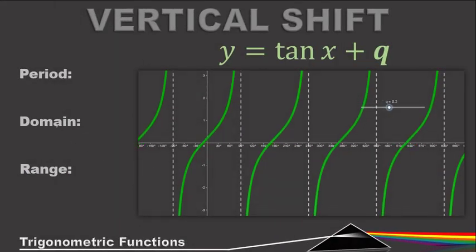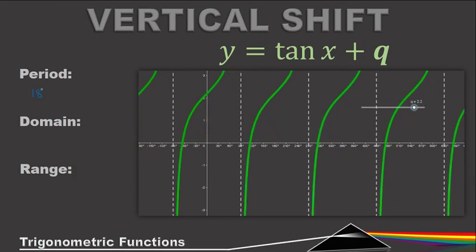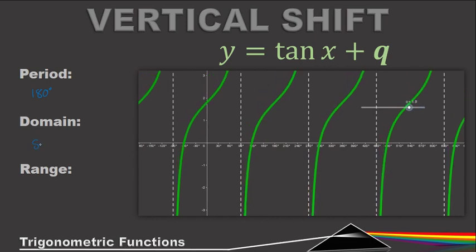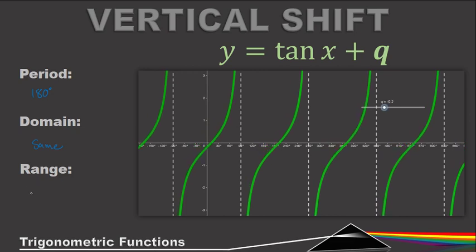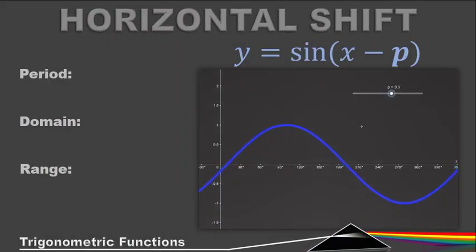And now for the tangent graph. So the q value, just moving it up and down, does not change our period. It does not change our domain. That is still the same. And then the range also, y is an element of the real numbers. That also remains unaffected.